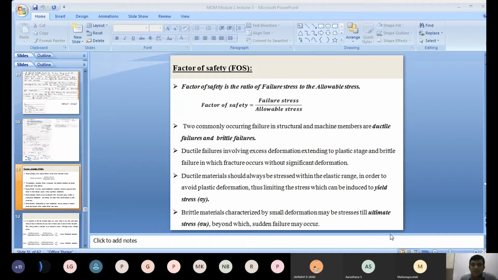Now what is the limiting stress for ductile material? The limiting stress for brittle material is the ultimate stress. The failure stress is nothing but the ultimate stress.